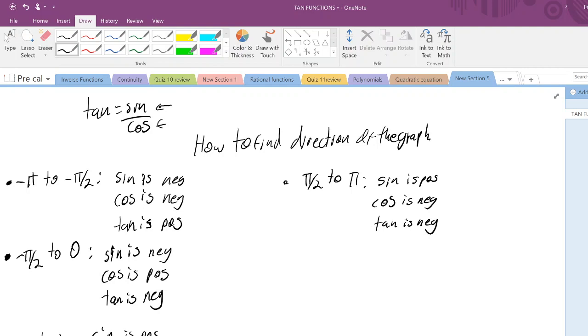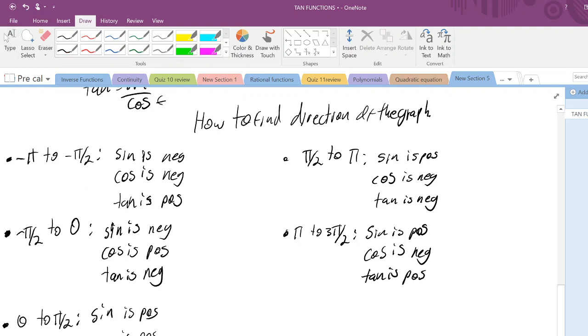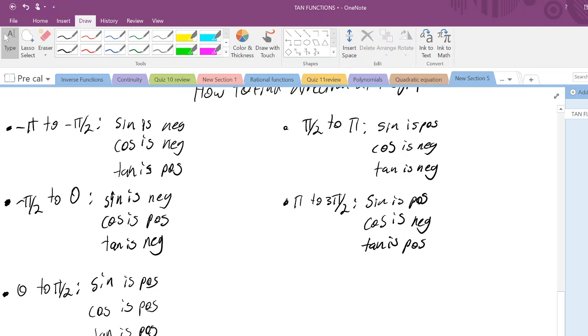Okay, now from pi to 3 pi over 2, we have that sine is positive, cosine is negative, tan is positive, and then we have from 3 pi over 2 to 2 pi, we have that sine is negative, cosine is positive, tangent is negative.